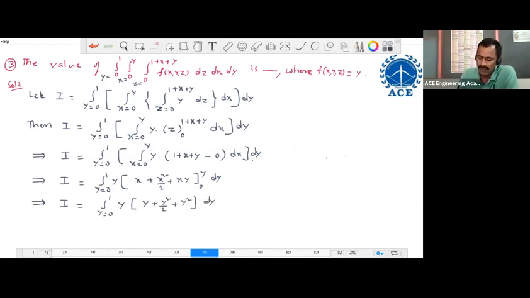Triple to double, double to single integral. Y into y square, y cube by 3, plus y into y square, y cube by 6. So this is y square, y cube, y power 4 by 8, plus y into y square, y cube, y power 4 by 4, from 0 to 1. Therefore, I equal to 17 by 24.